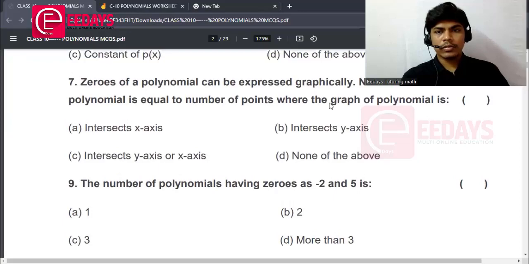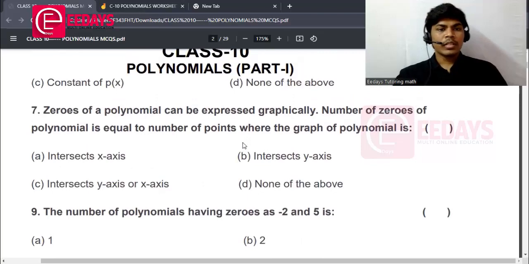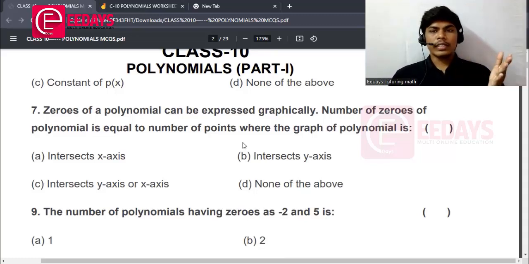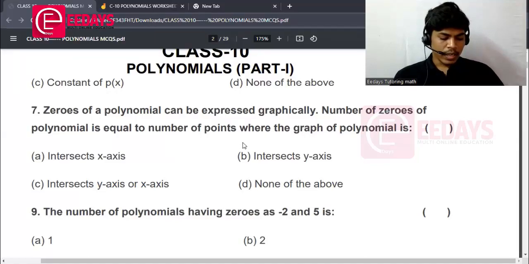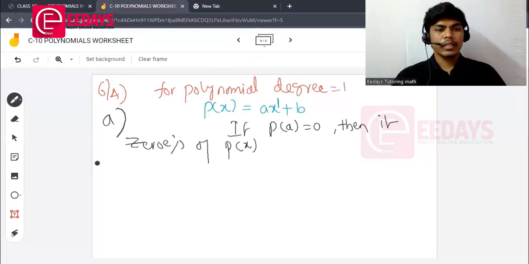Let's see the seventh question. Zeros of a polynomial can be expressed graphically. The number of zeros of a polynomial is equal to the number of points where the graph of the polynomial meets the axis. This is your subject knowledge. So how can you find the zeros of a polynomial graphically without algebraic methods? The options are: intersecting x-axis, intersecting y-axis, intersecting x-axis and y-axis, and none of the above.